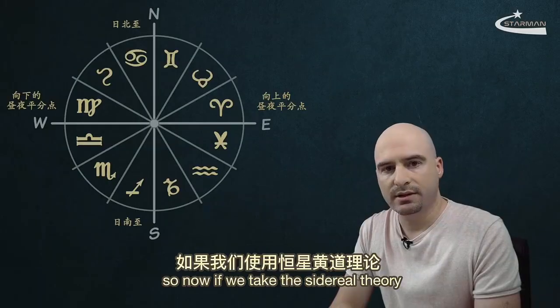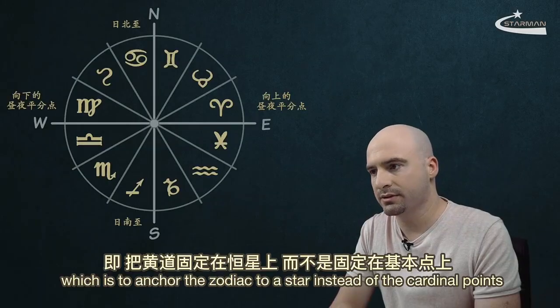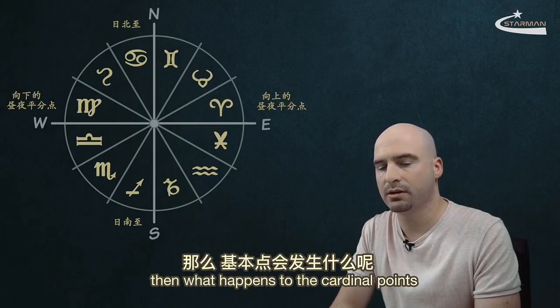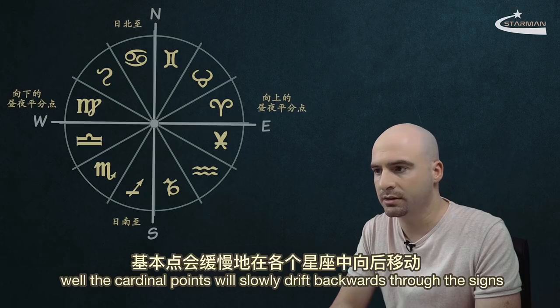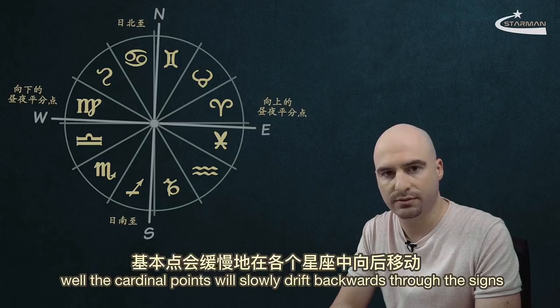So now if we take the sidereal theory, which is to anchor the zodiac to a star instead of the cardinal points, then what happens to the cardinal points? Well, the cardinal points will slowly drift backwards through the signs.